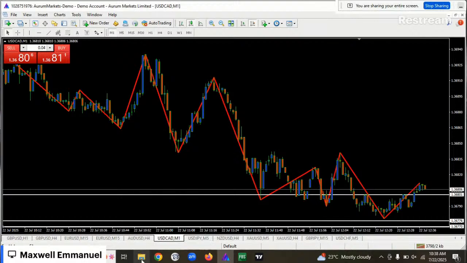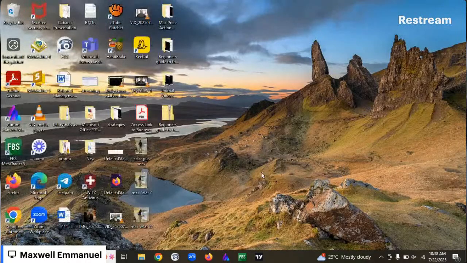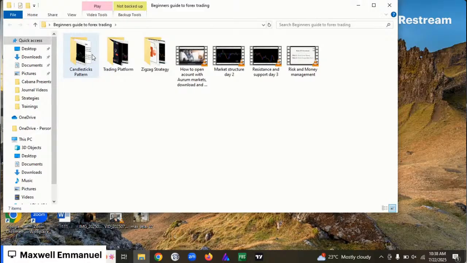So let me show you the content of the course. This is what you will get, this folder. These are the contents: candlestick patterns, how to use the trading platform on mobile phone, laptop or PC. Then the zigzag strategy, this zigzag you're seeing on my charts. How do I use it for entries? How do I use it to identify reversal levels?